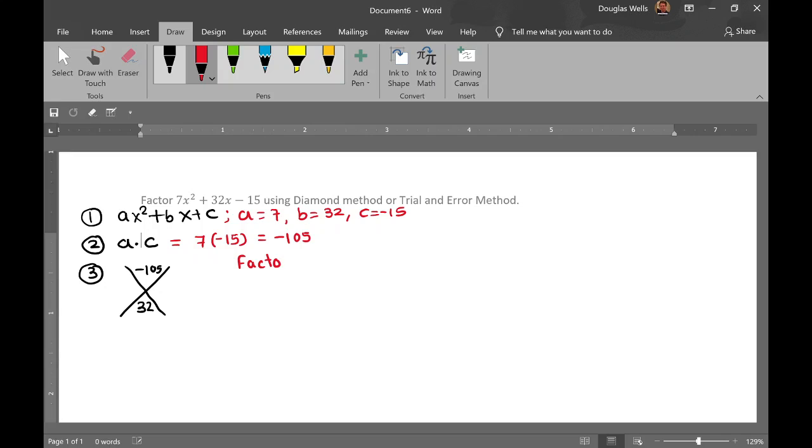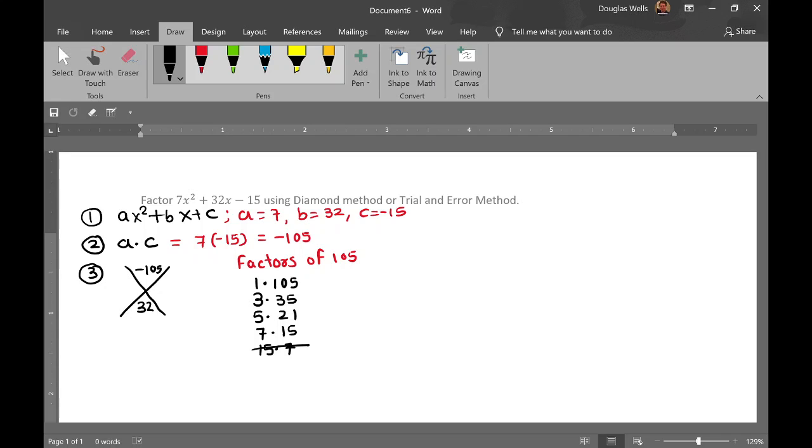The factors of 105 are 1 times 105, 3 times 35, 5 times 21, 7 times 15, 15 times 7. And if you go further, you will have 21 times 5, 35 times 3, and 105 times 1. So we don't need these. This is where we stop. So we have a total of 4 pairs of factors.